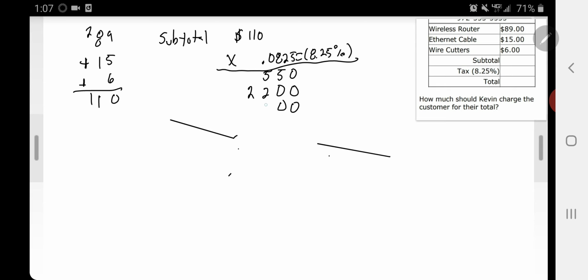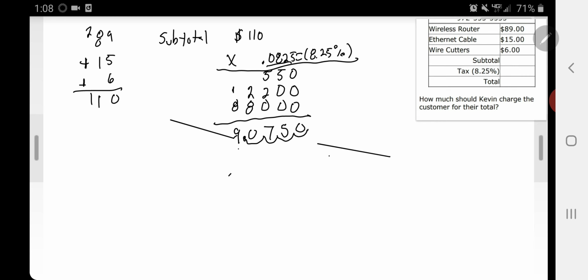8 times 0 is 0. 8 times 1 is 8. 8 times 1 is 8. Once again, we don't need to multiply by that 0 because we'll just get the same answer anyways. Adding up all those zeros together, we get 0. 5 plus 0 plus 0 is 5. 5 plus 2 plus 0 is 7. And 2 plus 8 is 10. Carry over the 1. And 1 plus 8 is 9. Once again, no decimals here, but we got 4 here. So 1, 2, 3, 4.